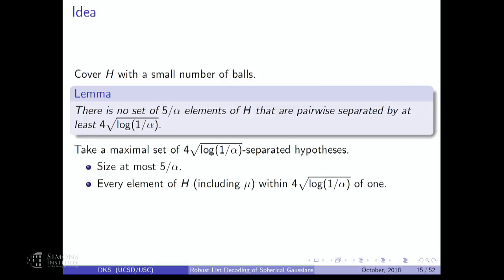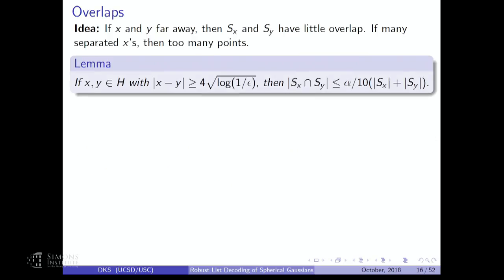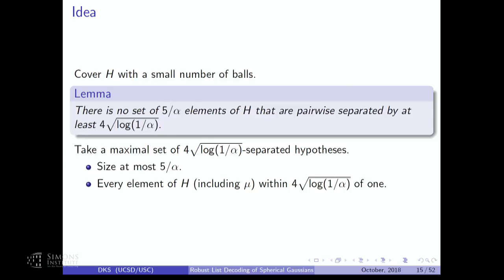And this lemma will immediately imply our cover, because we can just take a maximal set of elements of H that are pairwise separated by 4 root log 1 over alpha. This set has to be small by the lemma. And furthermore, because it's a maximal set, every element of H, including the true mean, has to be within 4 root log 1 over alpha of one of these hypotheses.